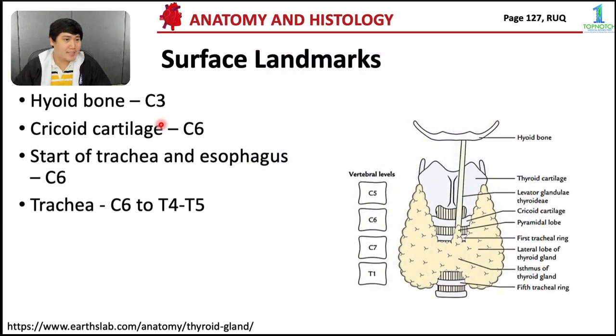Next, the start of the trachea and esophagus is at the level of C6. So your trachea, from C6, at the level of T4 to T5, will bifurcate. This is at the level of the carina, to become your primary bronchi.